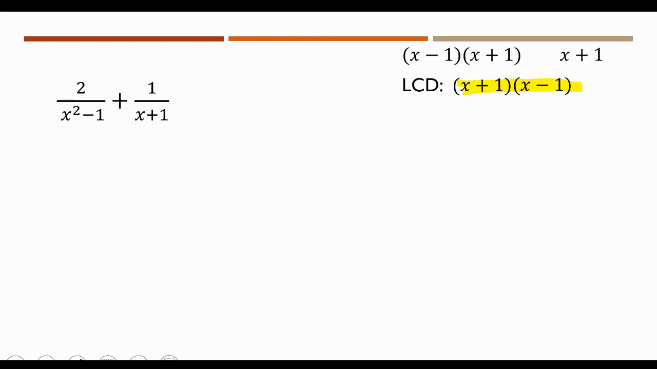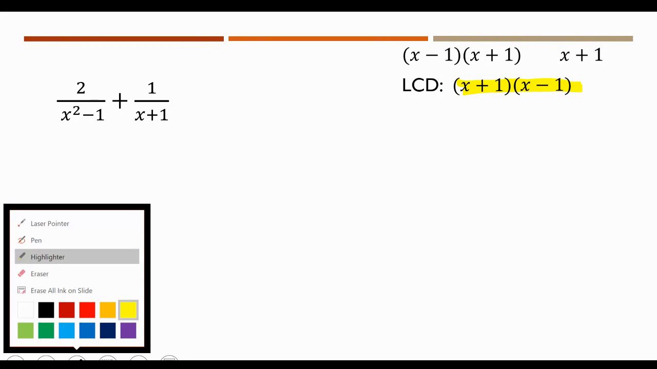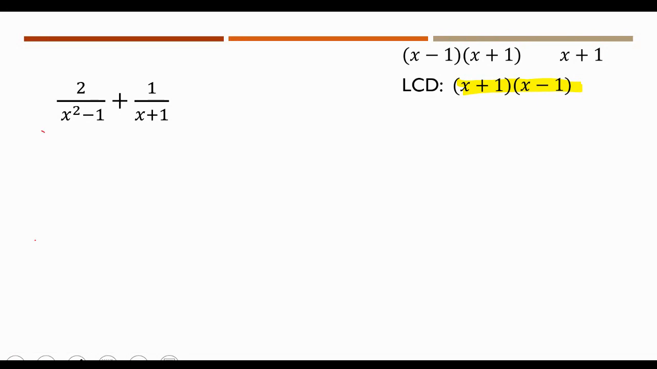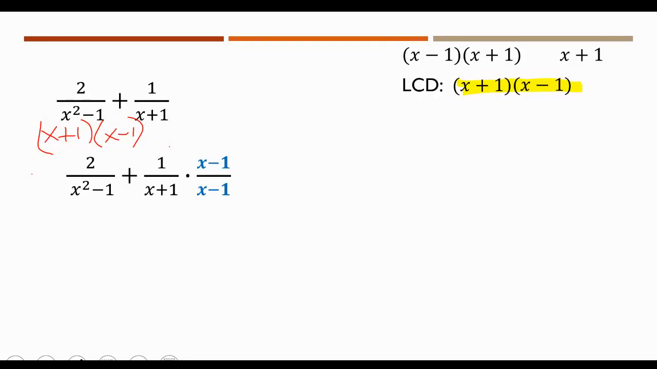Looking at our first fraction here, the x squared minus 1 is, okay, so this is already set. If you don't see it, remember that this factors into x plus 1 times x minus 1. So the first fraction is already set. It has both pieces in the denominator it needs. This second fraction has the x plus 1, but it still needs the x minus 1. So we are going to multiply both top and bottom of that second fraction by the x minus 1.